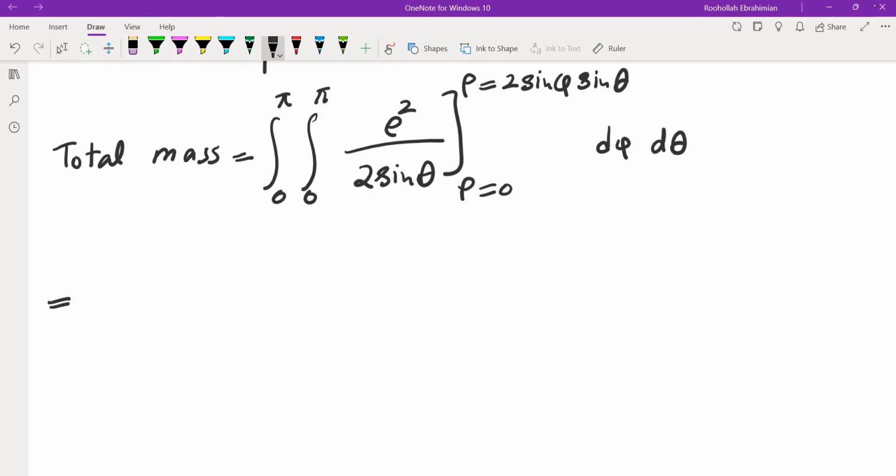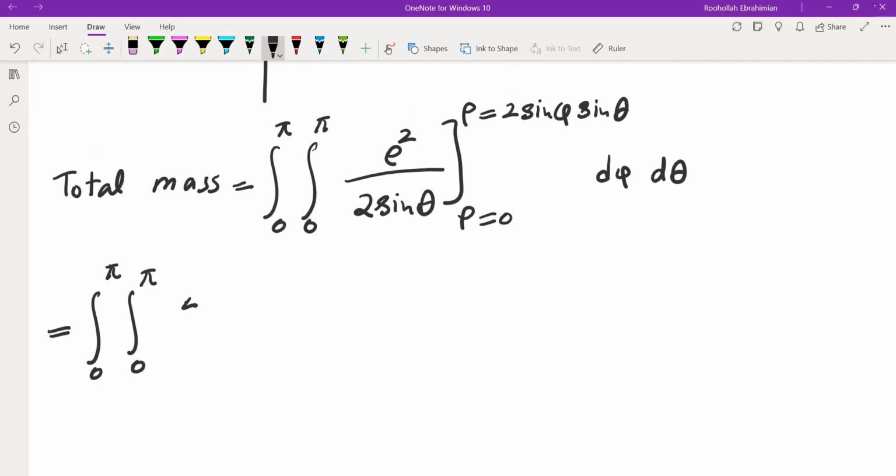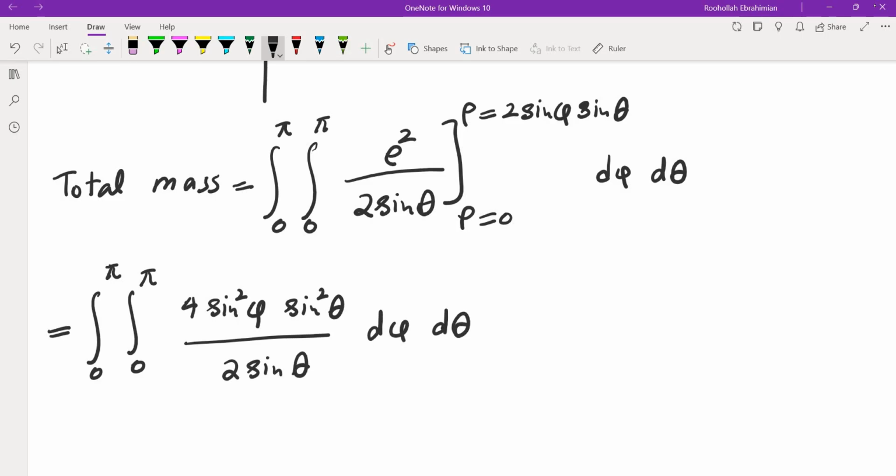So let's plug it in and see what we get. We get integral from 0 to pi, integral from 0 to pi. When we plug in rho equals 2 sine phi sine theta, we get 4 sine squared phi times sine squared theta divided by 2 sine theta, d phi d theta. Of course, when you plug in rho equals 0, you get 0, so we don't need to write down that one. Now, when we integrate this with respect to phi, we'll have to use the half angle formula. So this 2 and this cancel, this one and this one also cancel.